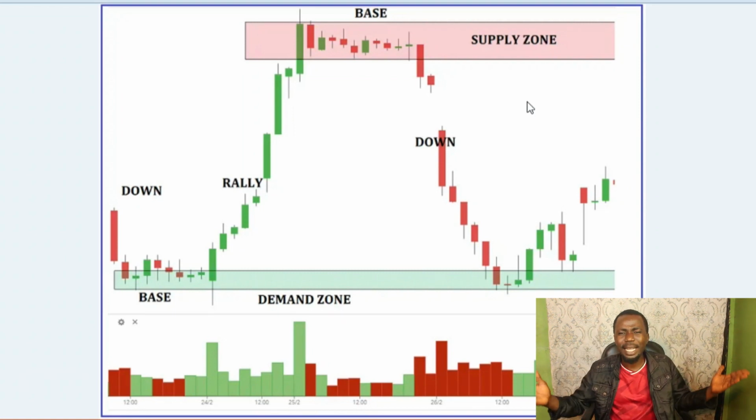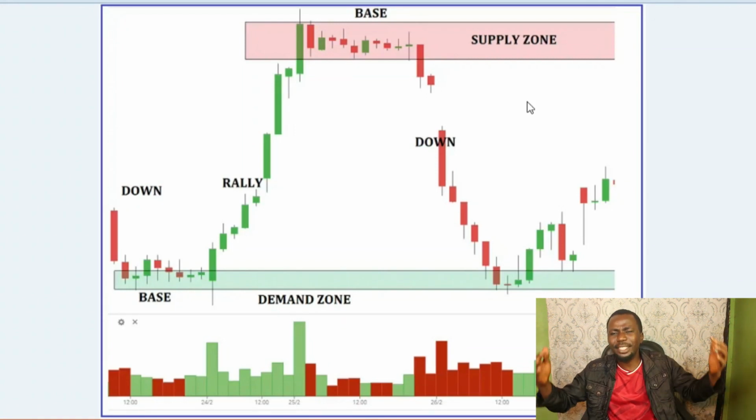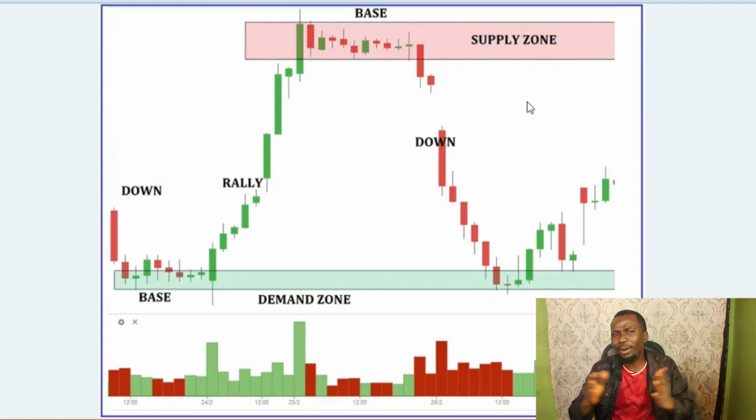Because you are trading along with the big banks. You are trading along with the smart money. You are trading along with the big companies, those ones that have big money, those ones that move the market. So these are the people you are trading along with.